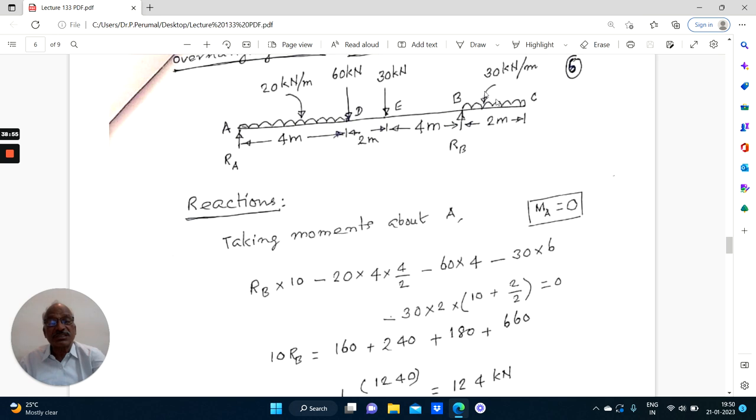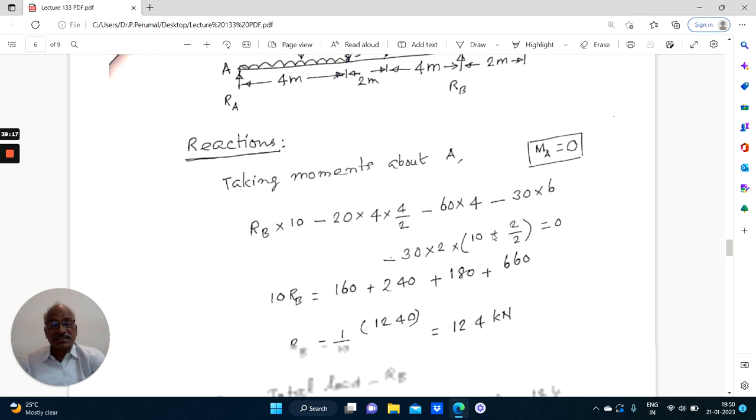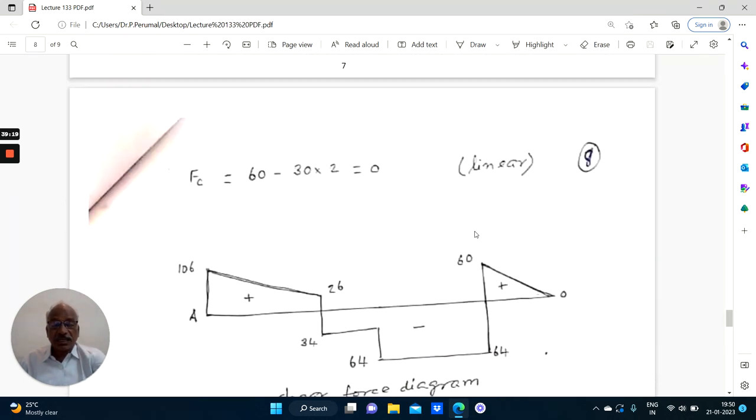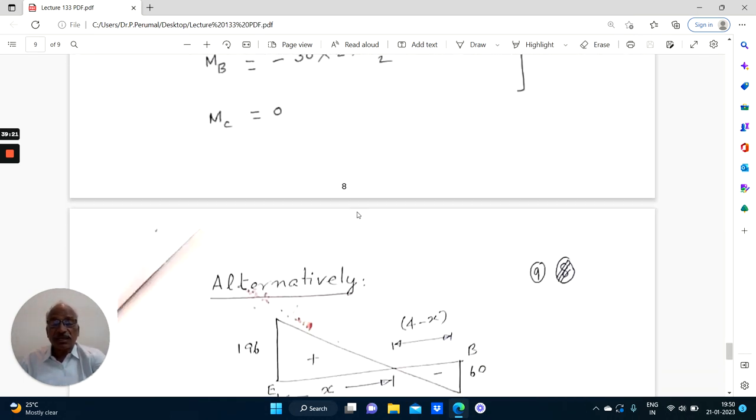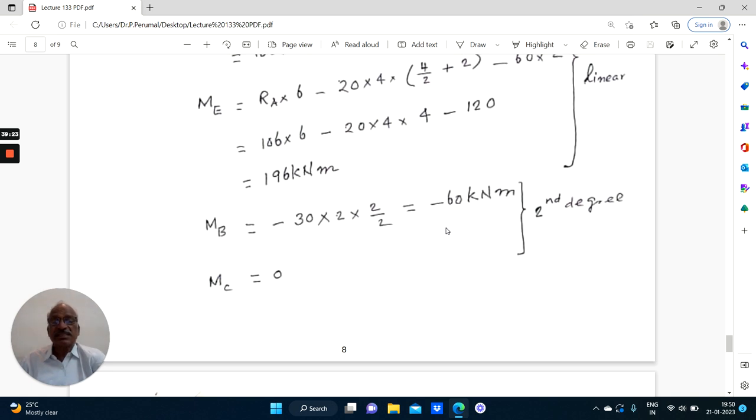Now coming to this, this is a cantilevering part. Not exactly a cantilever, overhanging part, you will have negative moment, hogging moment. Therefore, the bending moment here is 30 into 2 into 2 by 2. About B, 30 into 2 into 2 by 2. It is minus. So the value is minus, right?